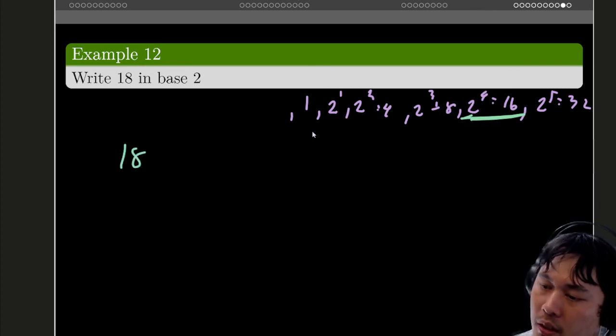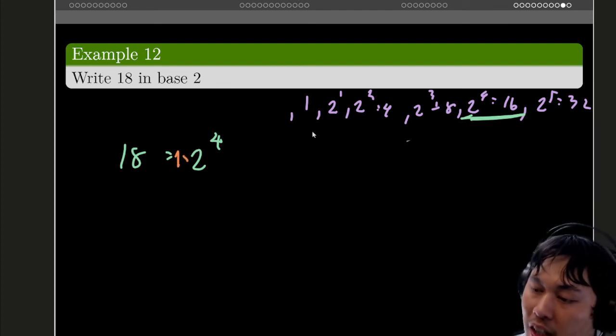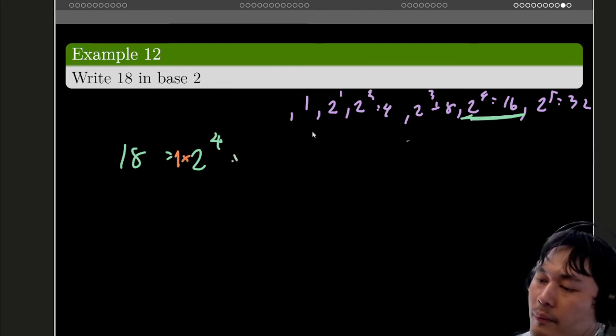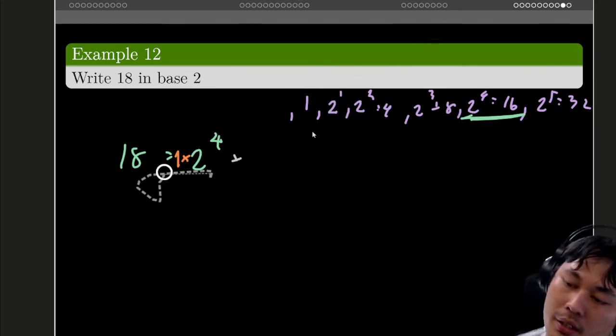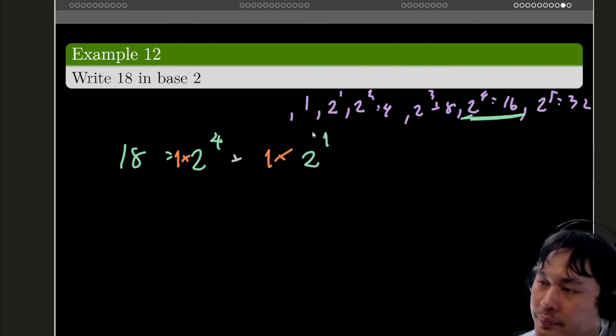We're going to need 2 to the 4. And then fill in the blanks. We need one copy of 2 to the 4. Then let's see what else we need. We have 16. We need 2 more, so we need another copy of 2. So it's 2 to the 1.